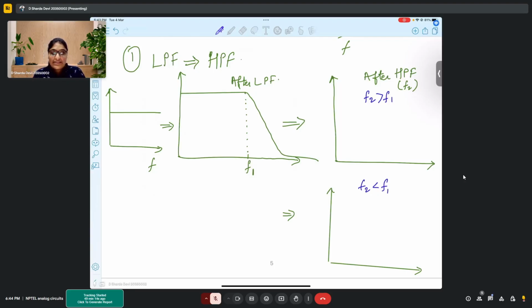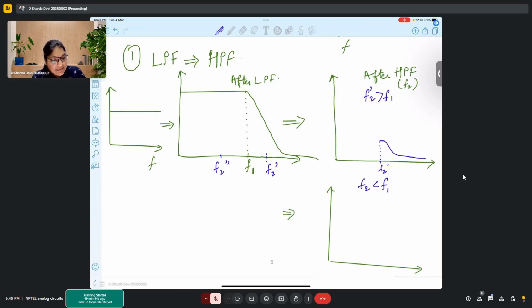So if F2 is greater than F1, and say F2 falls somewhere here, F2 dash, and say here it is F2 double dash, okay? So for F2 dash, how will my output look? I would get an output somewhat like this, right? So this is from F2 dash. This is the only output that I would get, right?